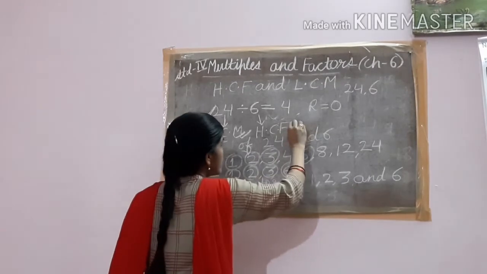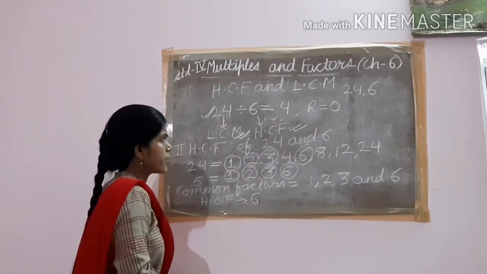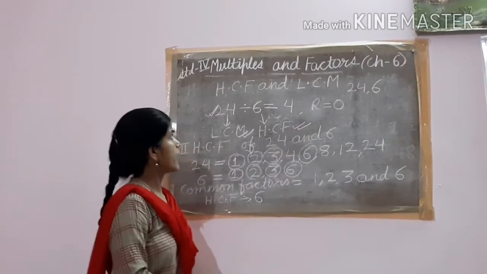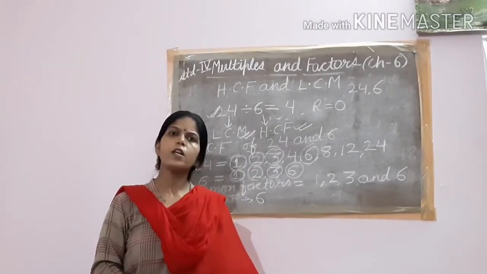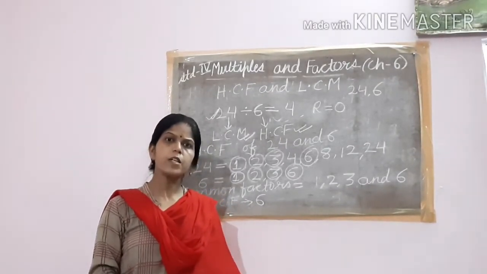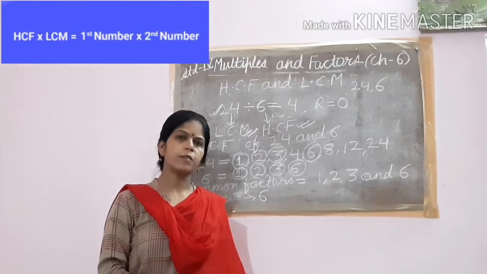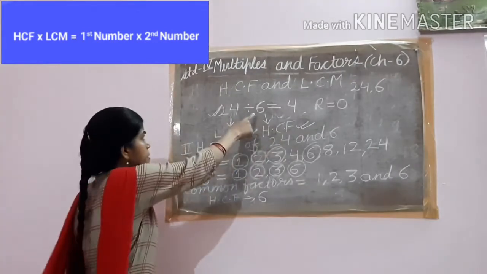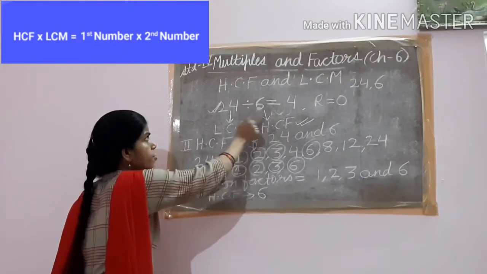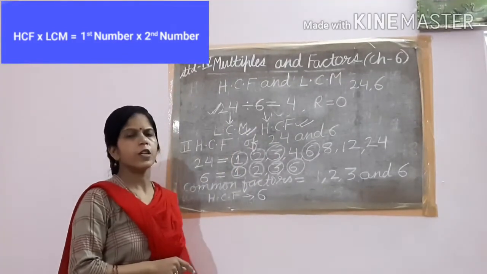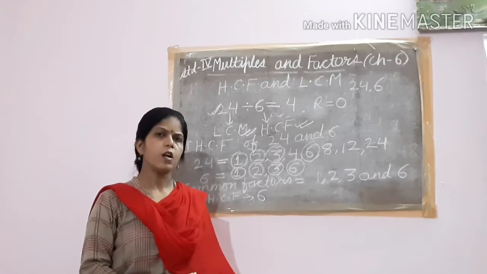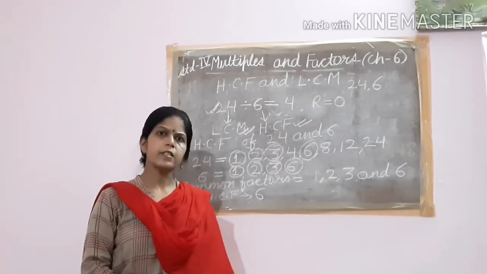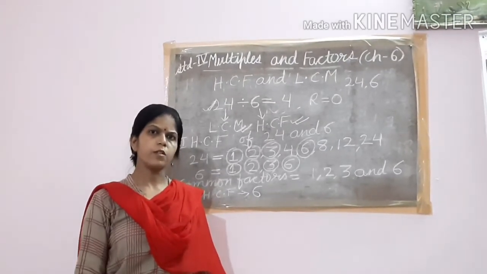So this is also correct. So children, it proves that when a smaller number divides a bigger number without leaving any remainder, then the bigger number is the LCM and the smaller number is the HCF of the two numbers. Now children, I hope you have understood how to find out common factors and the greatest common factors.